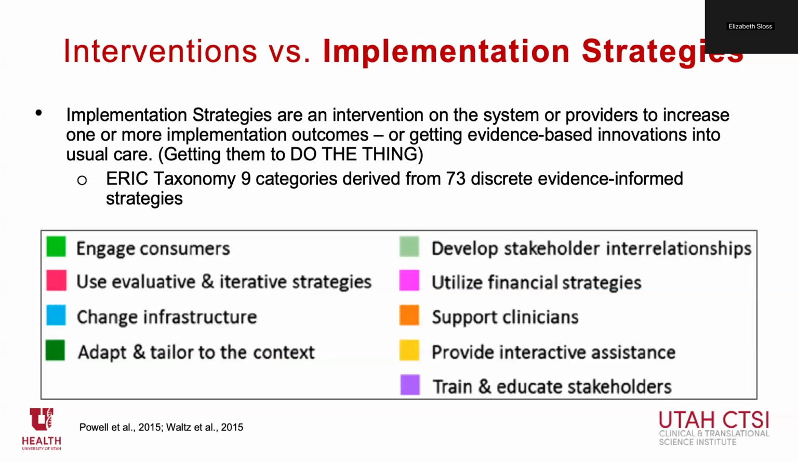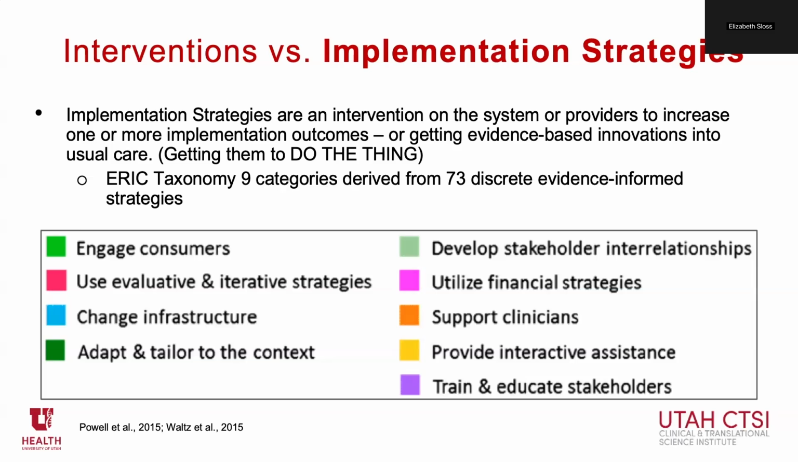We can use evaluative and iterative strategies, and that's a really good word for things like audit and feedback, right? I know there's been a number of studies recently that track RE-AIM outcomes over time with the setting that's doing implementation, and then change strategies based on which of those dimensions a given clinic or partner is struggling with.